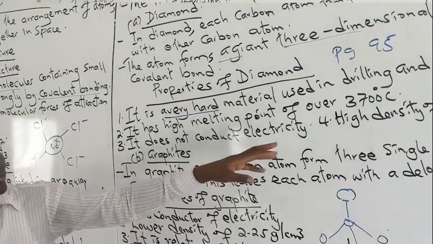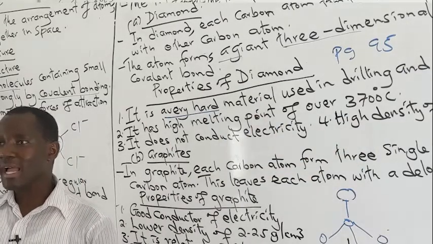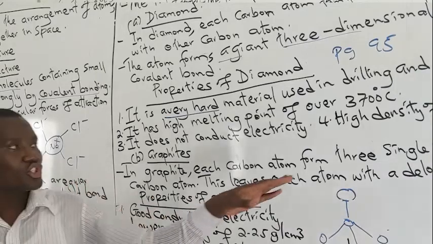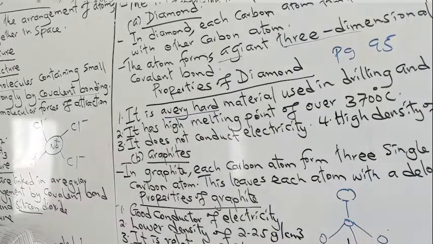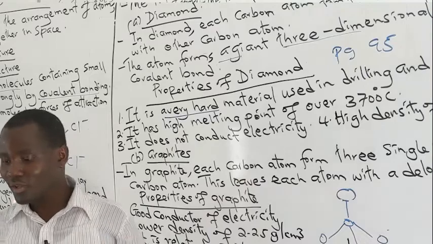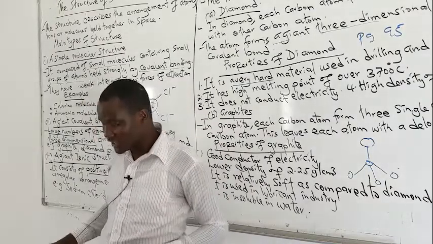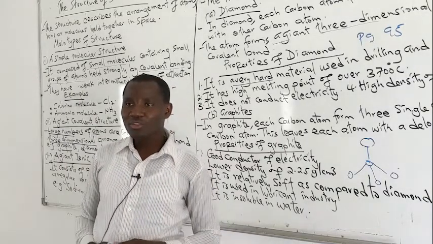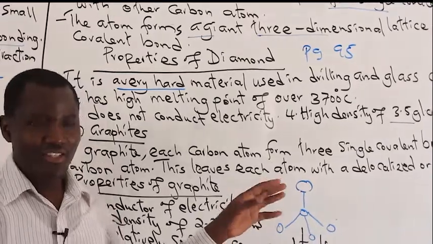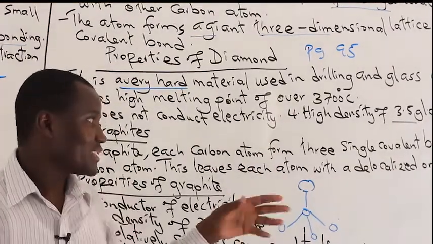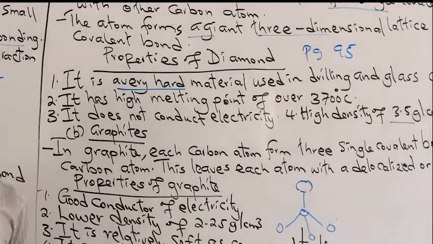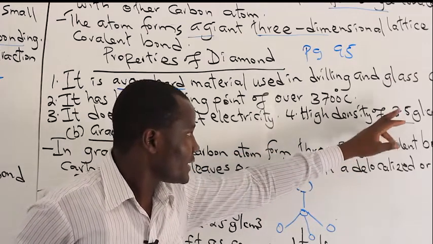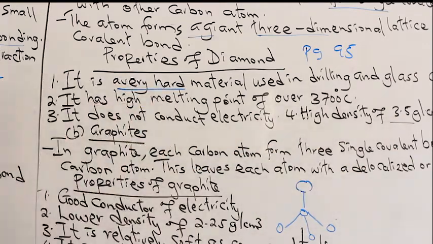Then number 4, it has got high density. Diamond has a higher density compared to graphite, and the density of diamond is about 3.5 grams per centimeter cubed. I think you learned more about density in physics and even in chemistry. So in physics, how do we get density? Density is given by mass divided by volume. That's why the unit is grams per centimeter cubed. Meaning in diamond, we have a larger mass divided by a smaller volume. That makes it have a higher density of 3.5 grams per centimeter cubed.